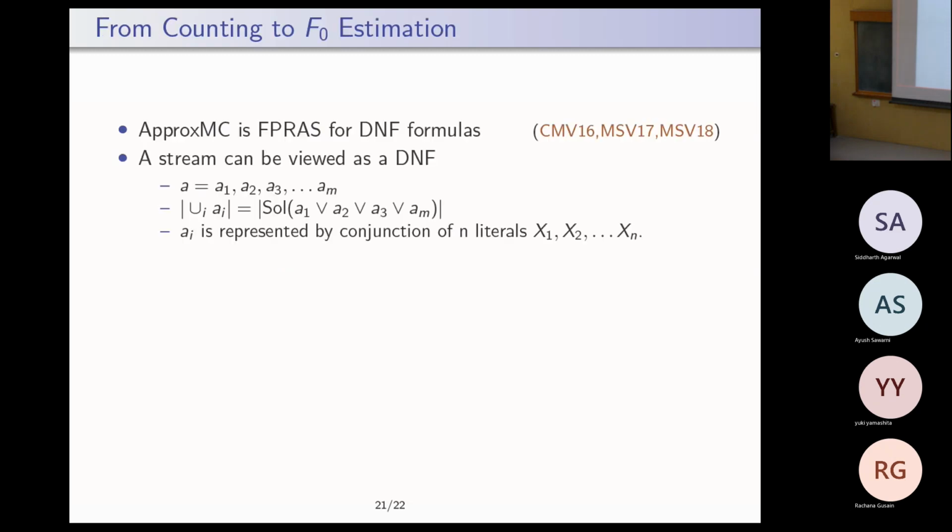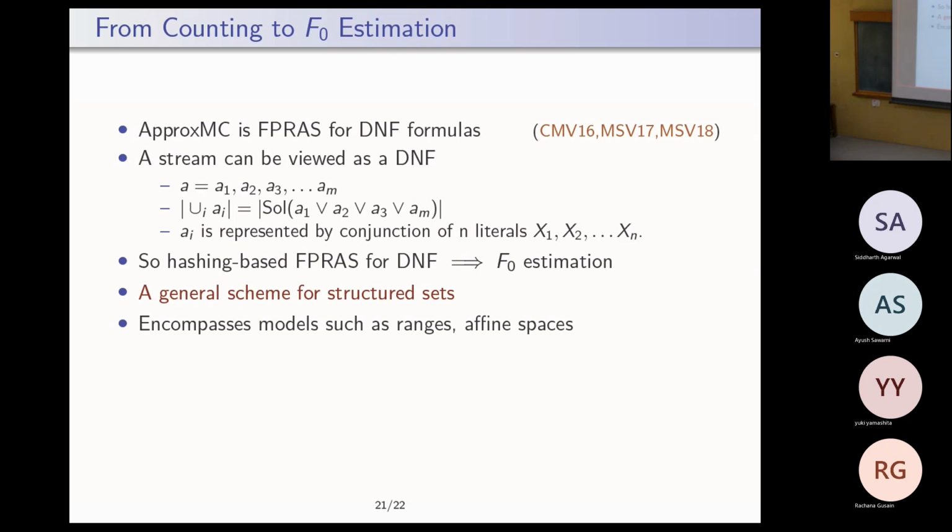So generally speaking, anytime you have objects which are structured sets, and these structured sets are coming in one by one, so each is an element of the stream, and what you're interested in is the union of all these sets, you can try to apply an F0 estimation algorithm, where you try to succinctly keep track of a sketch.